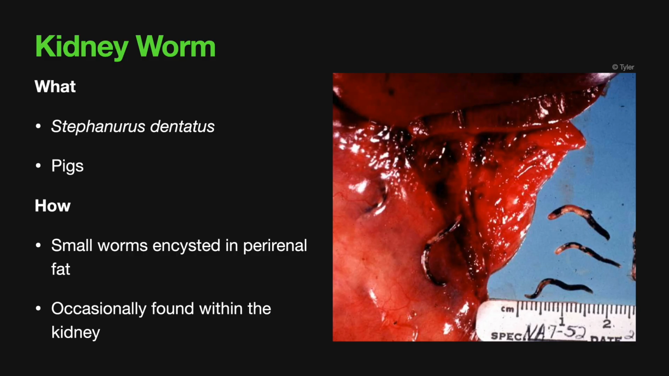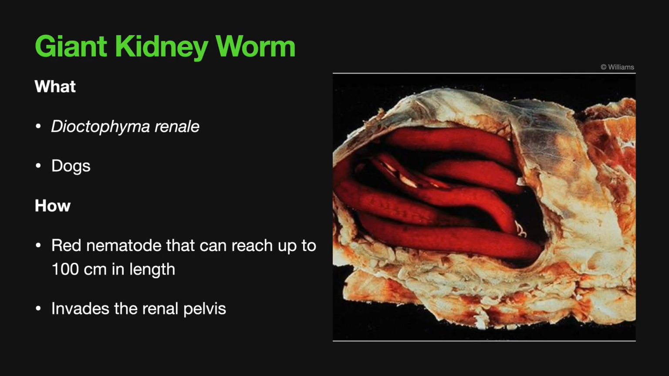Lastly, we will look at two parasitic diseases. The kidney worm, or Stephanurus dentatus, is a worm that affects pigs. They typically appear as small worms that are encysted in the perirenal fat, but they are occasionally found within the kidney. The giant kidney worm, on the other hand, is Dioctophyma renale. This worm primarily affects dogs of our veterinary species. This is a red nematode that can reach up to 100 centimeters in length and invades into the renal pelvis. Over time, these worms can often completely replace the kidney tissue.